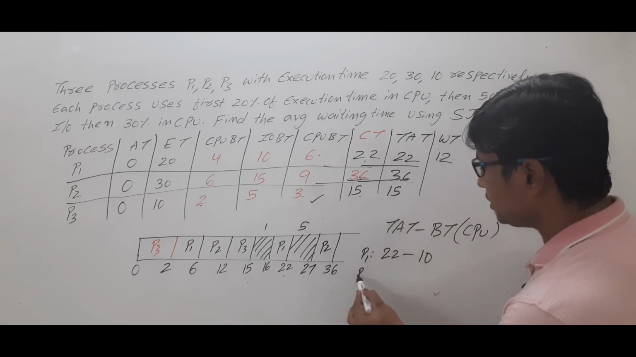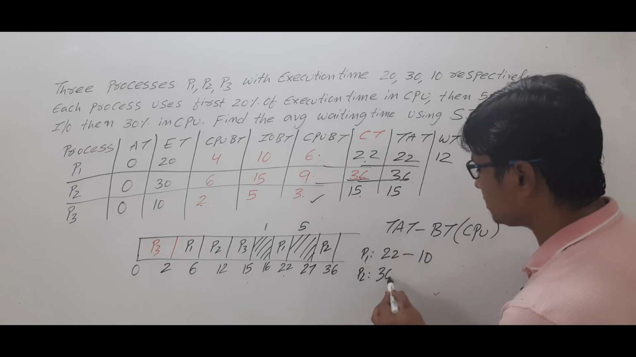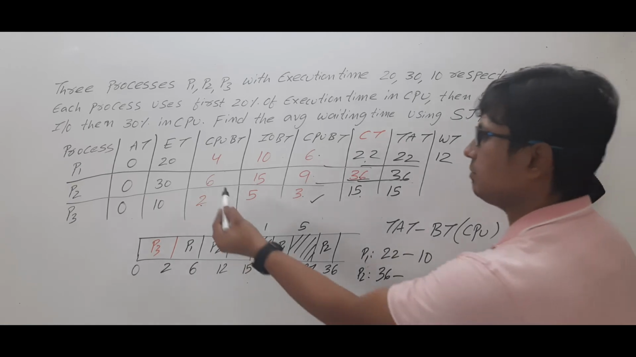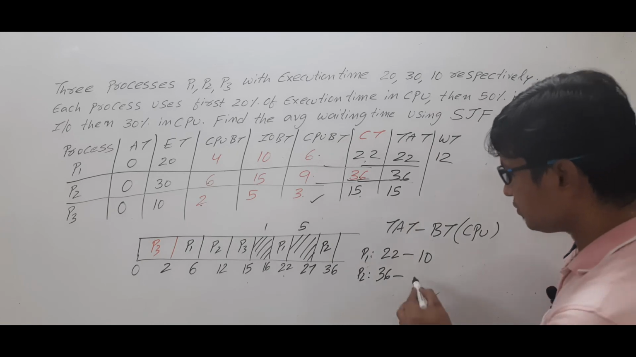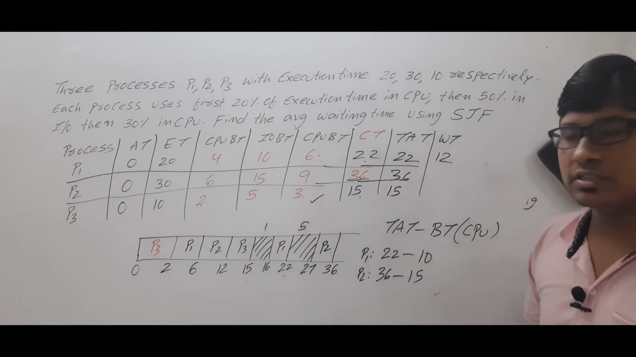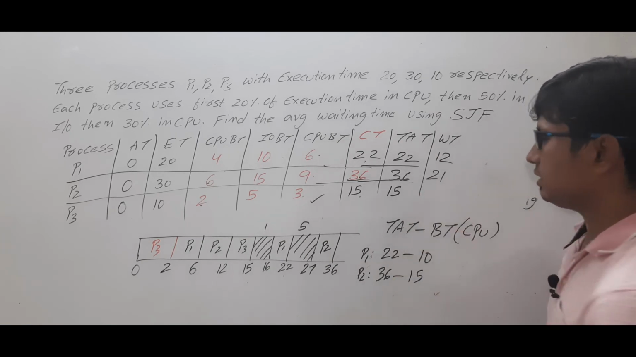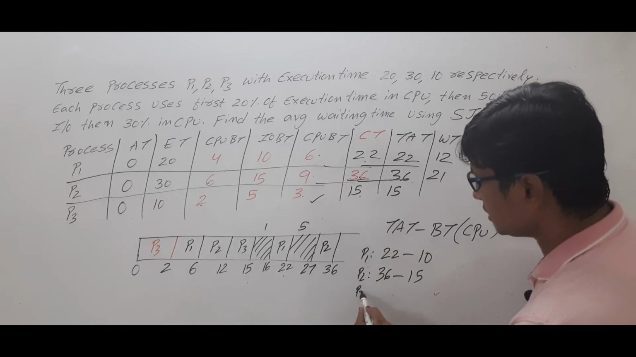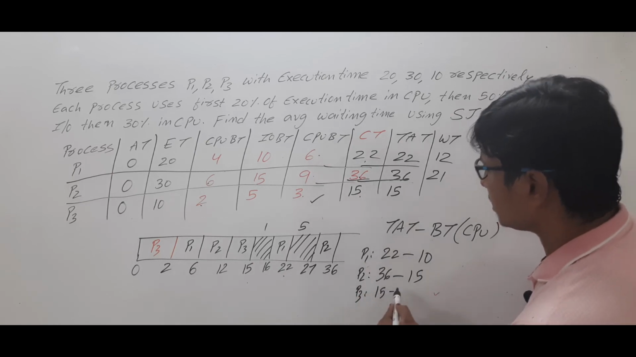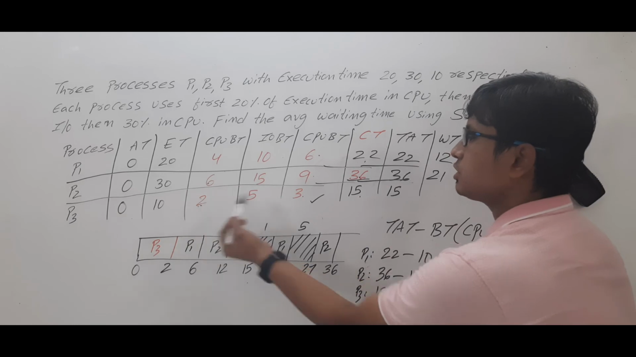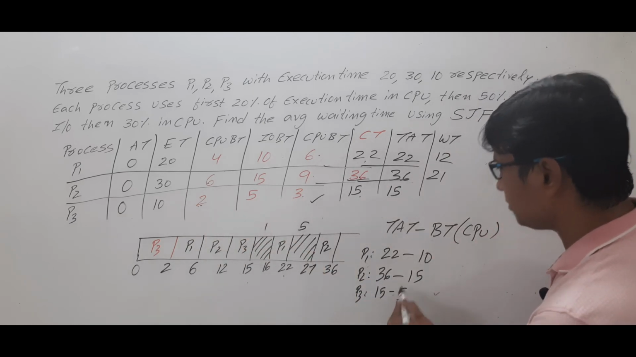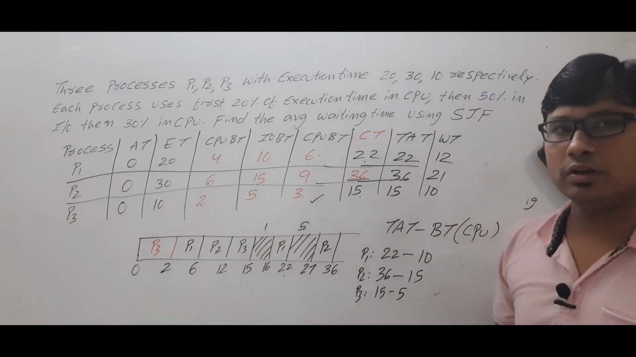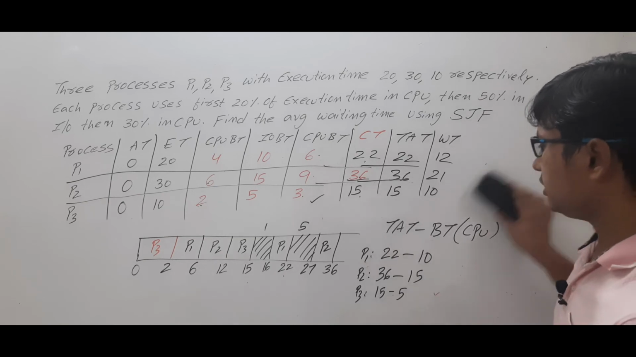Similarly, for process P2, the turnaround time is 36 and the CPU burst time is 6 plus 9, which is 15. So 36 minus 15 is 21. Similarly, for process P3, the turnaround time is 15 and the CPU burst time is 2 plus 3, which is 5. So 15 minus 5 is 10. So we got the waiting time of all three processes.